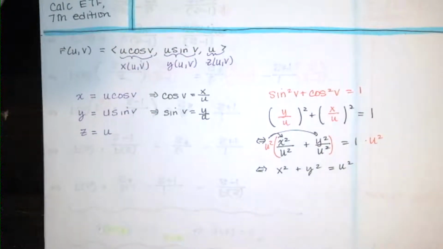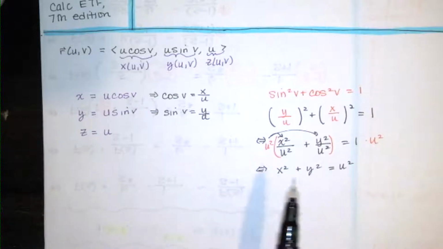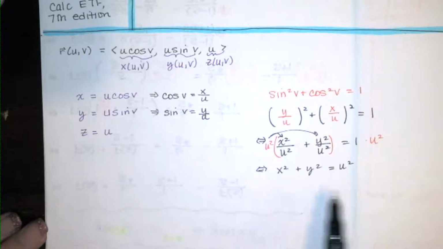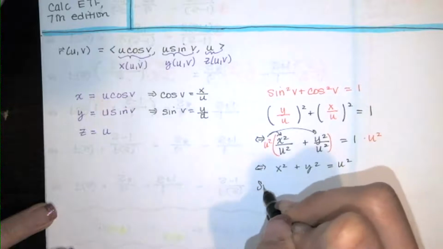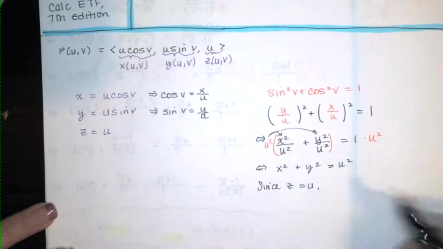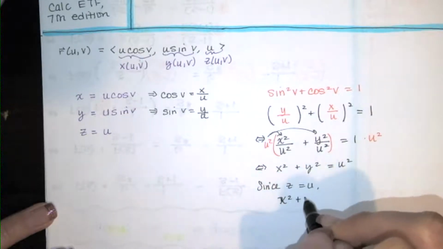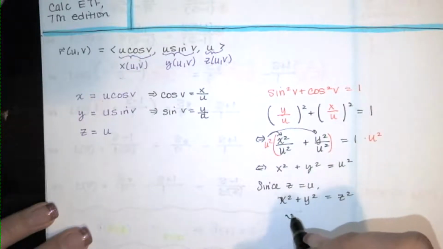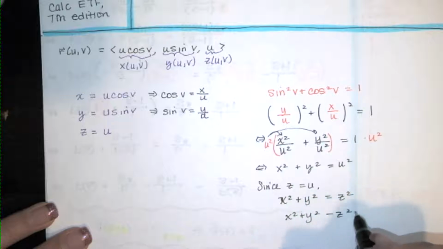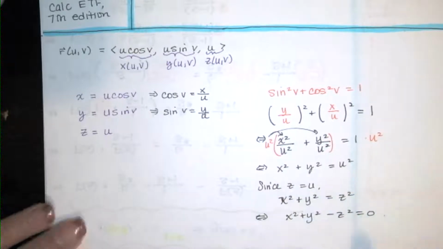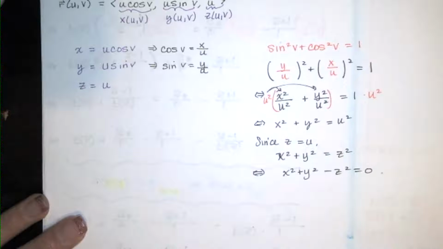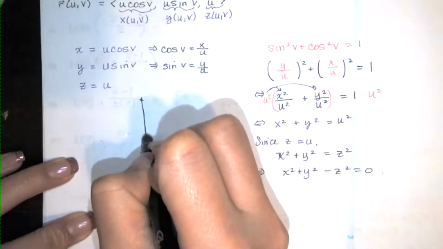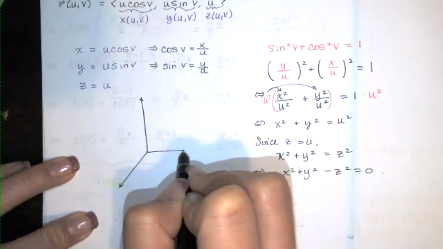We're trying to find the equation of a surface that involves all three of our variables, and we see that z is equal to u, so we can substitute that in. Then we have this, x squared plus y squared equals u squared, and u is equal to z, so that's z squared. And we can subtract z squared from both sides if we want to. And that is the equation of a cone centered at the origin with an axis of symmetry that is parallel to the z-axis and is actually equal to the z-axis in this case.